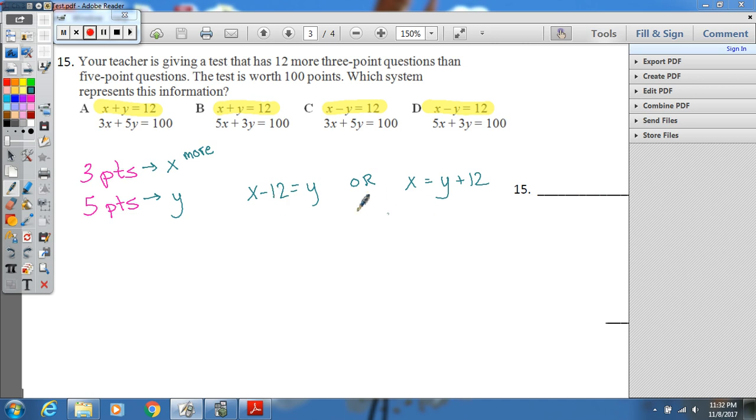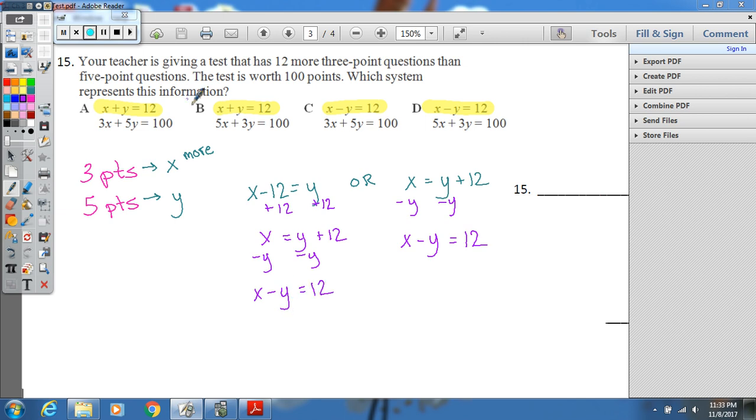Which one's easiest to get in standard form? I definitely think it's the second one, because I can just minus Y from each side, and that's going to get me X minus Y is 12. Now, if I came back to this first one and I had to get it in standard form, I could add 12 to both sides. That's going to get me X equals Y plus 12. Hey, that's the same thing I started with on the other side. Then I could minus Y from both sides. That's going to get me X minus Y equals 12.